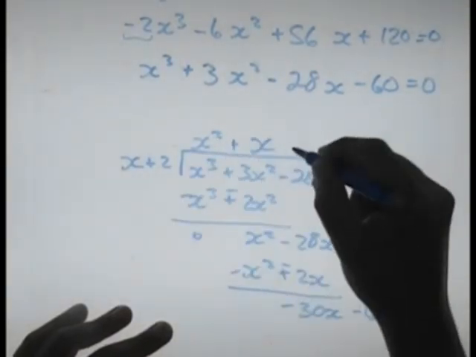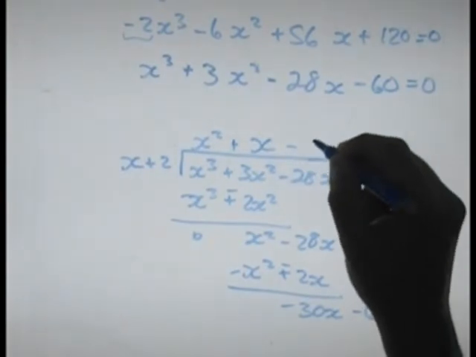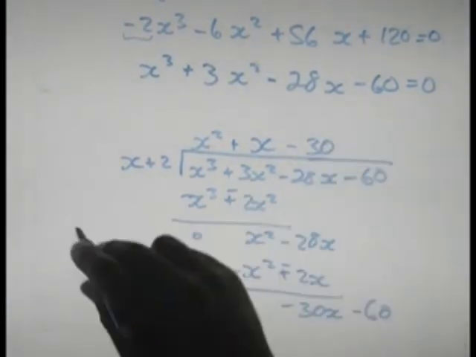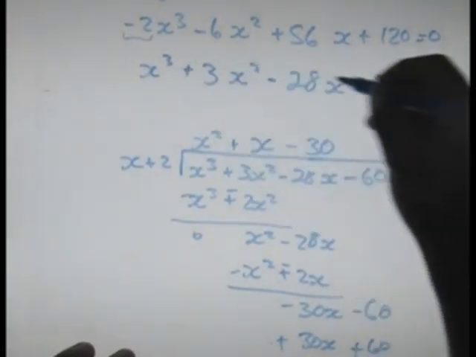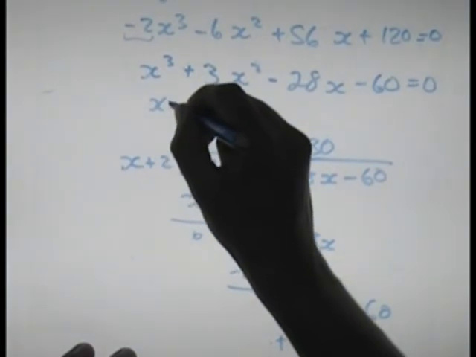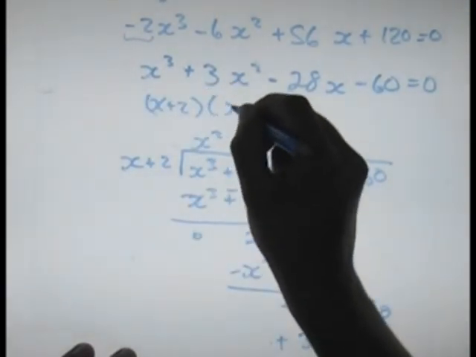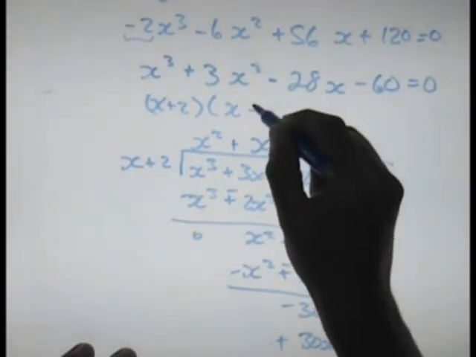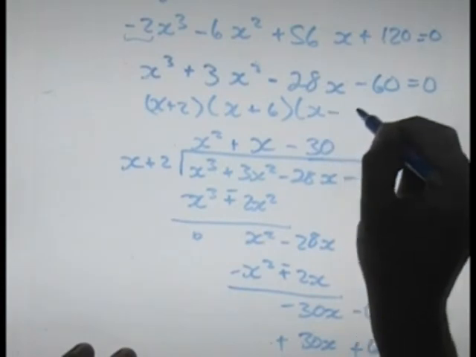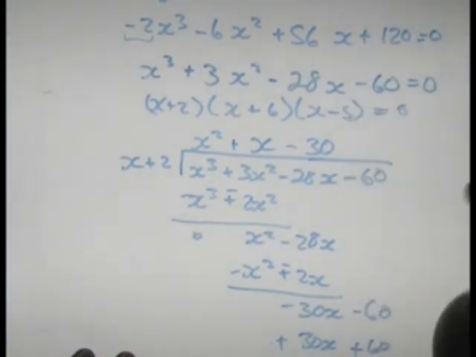Minus 30x divided by x is equal to minus 30. Minus 30 times x is minus 30x. Minus 30 times positive 2 is minus 60. Change the signs, that should equal 0. Yes, it does. That means that this is the same as saying x plus 2 multiplied by x squared plus x minus 30, which is the same as x plus 6 multiplied by x minus 5 is equal to 0.